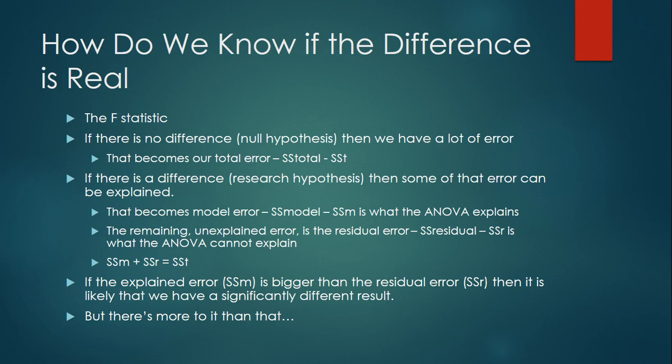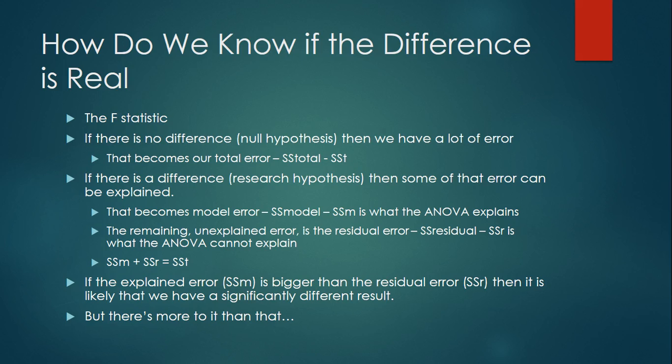So we calculate what that is, and it's a subset or a part of the total error. That becomes our model error. So our model error, SSM, is what the ANOVA explains. Of the total error, the ANOVA can explain part of it, and that's the SSM portion. But also amongst the total error, the ANOVA can't explain everything. So there's going to be some unexplained error. That's denoted using SS residual, or SSR.